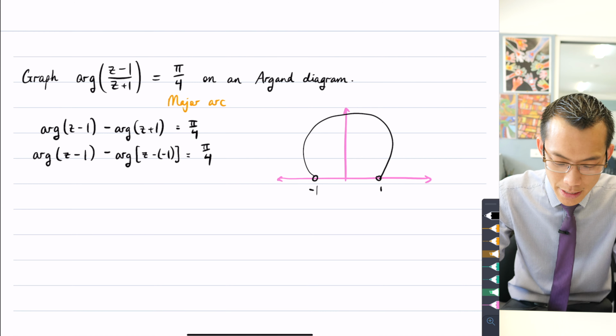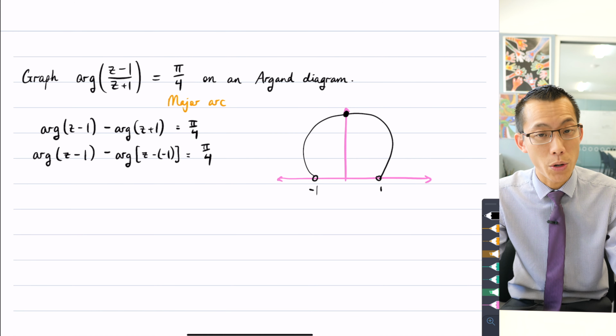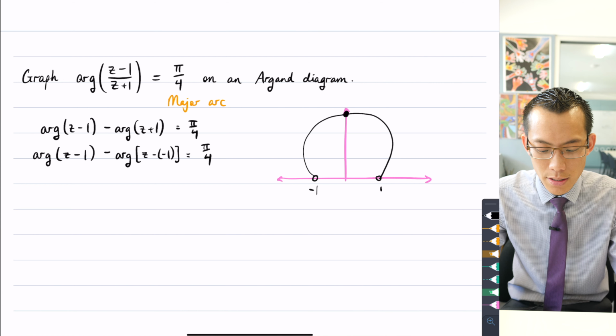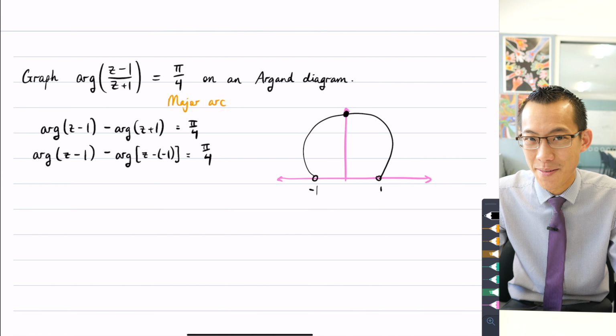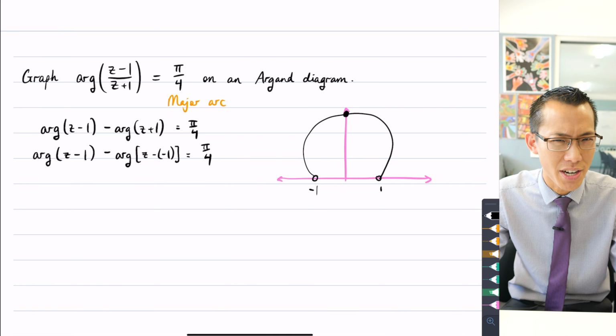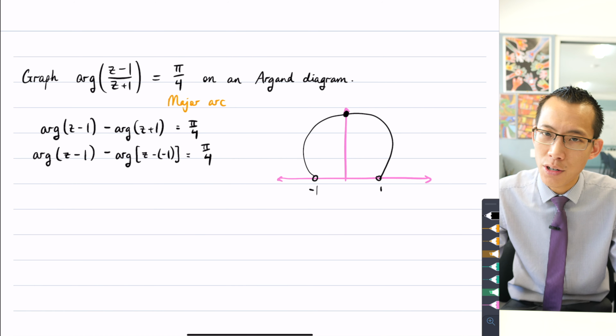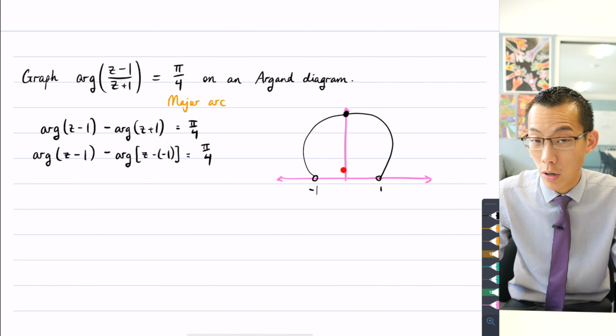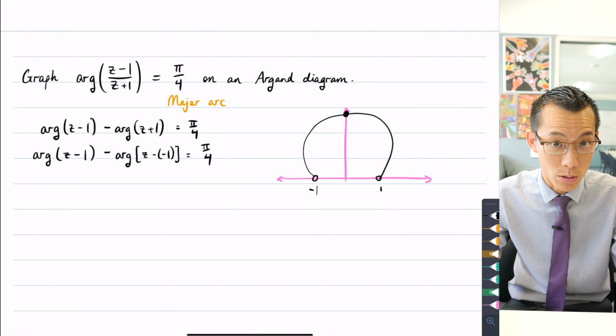But I immediately notice that there's this spot up here, and whenever we graph something, we want to know what the intercepts are. So this is an imaginary intercept. It's a y-intercept, which is on the imaginary axis. So how do I find an imaginary intercept? Well, if I'm finding a y-intercept, then what I usually do is I let x equal 0.